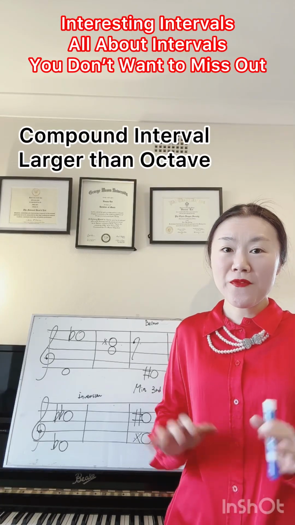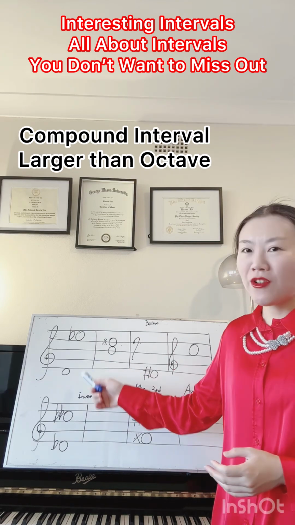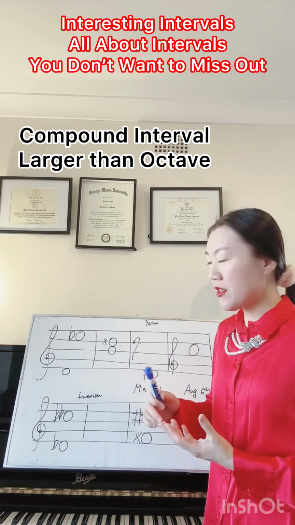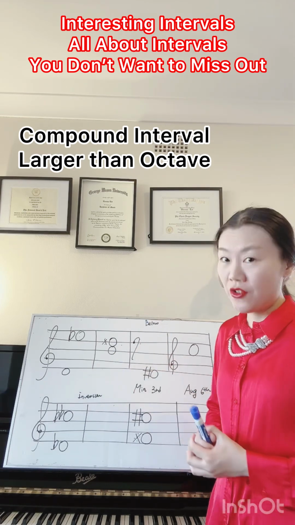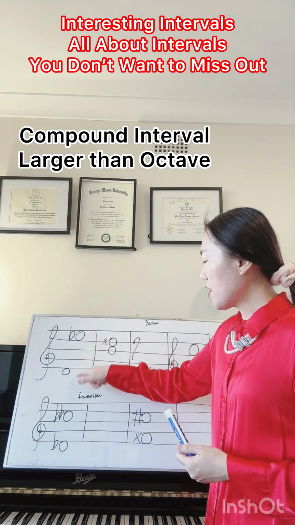I'd like to talk about various types of intervals. So now we're starting off with analyzing the intervals. Whenever you see an interval that is larger than an octave, it's called a compound interval, which we talked about in the previous class, right? So this is obviously larger than an octave.